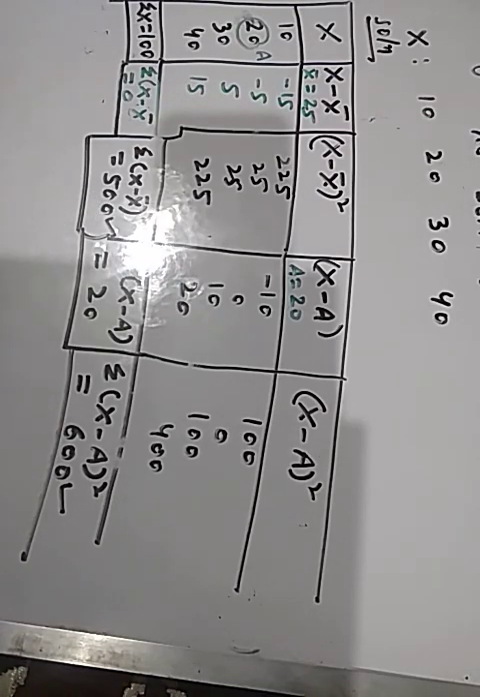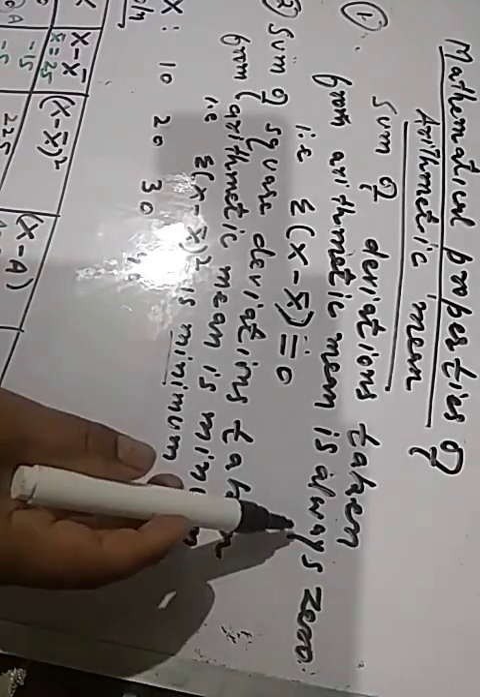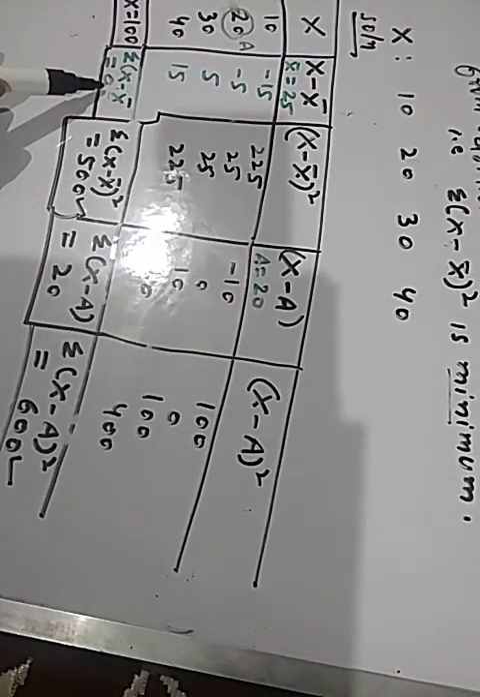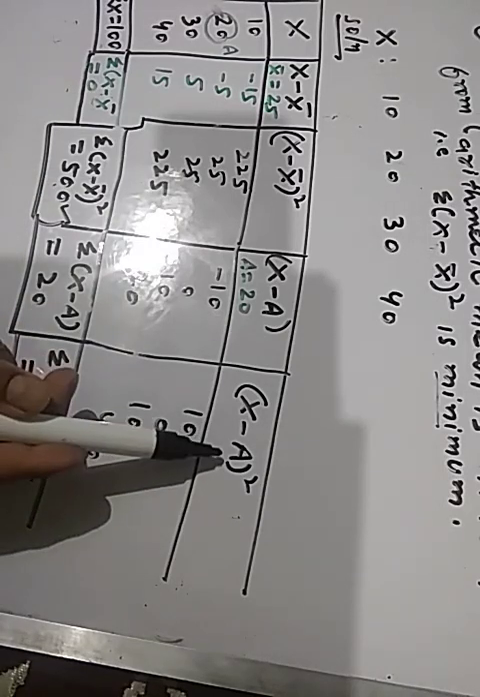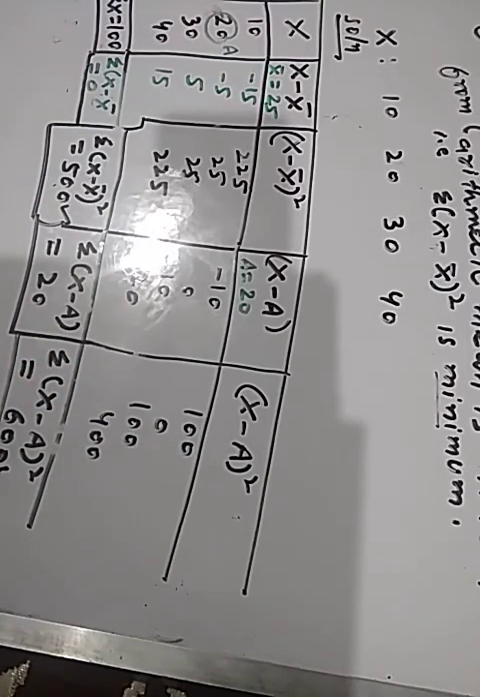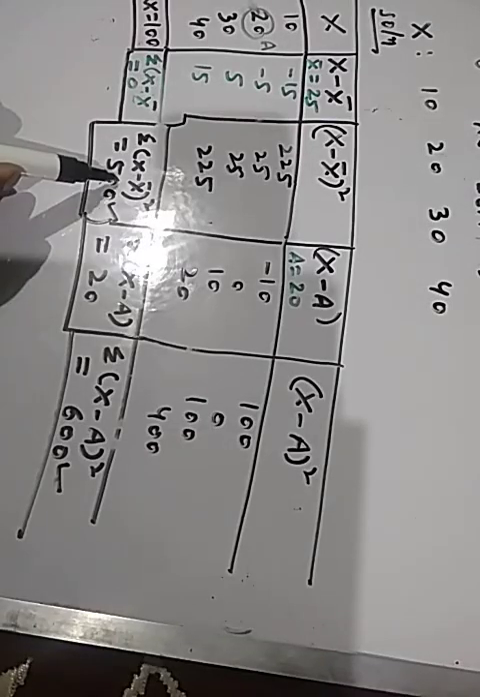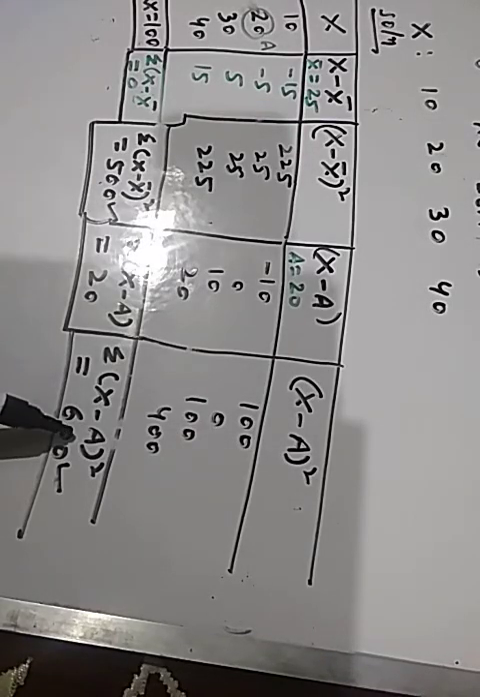With the help of this example, we have proved these two properties of the arithmetic mean. The first one, the sum of deviations taken from the arithmetic mean is always 0. Here you will find it. And the sum of square deviations taken from the arithmetic mean is minimum. Here it is proved that the sum of square deviations taken from the arithmetic mean is 500, and the sum of square deviations taken from the assumed mean, another value, is 600. That means from the arithmetic mean it is minimum as compared to being taken from other values such as the assumed mean.